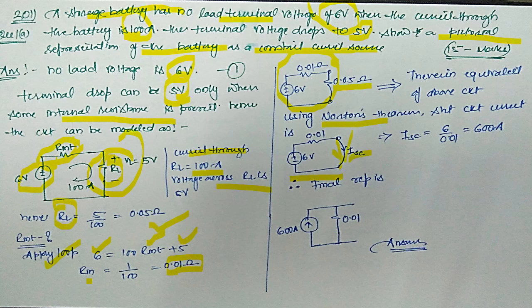Now if you apply the simple loop equation to it, you will find ISC is equal to 6 divided by 0.01, that is 600 amperes. That means the current source is a constant 600 amperes current source, and its resistance is 0.01. So that is the answer to the given question. You need to draw it in this way because it is asking for the pictorial representation of the battery as a constant current source. Now we'll go for the next question.